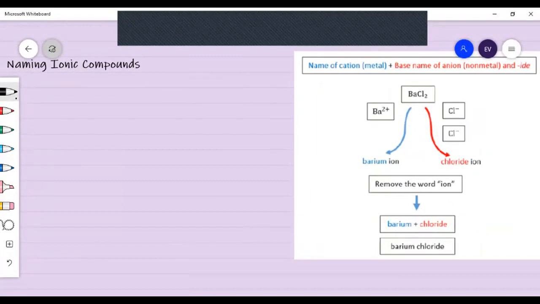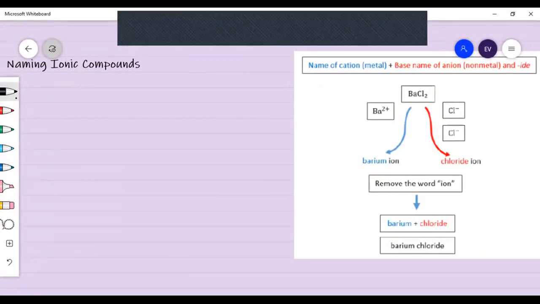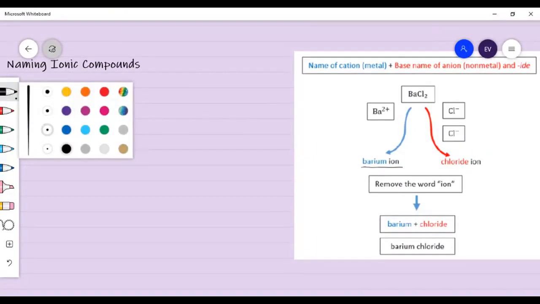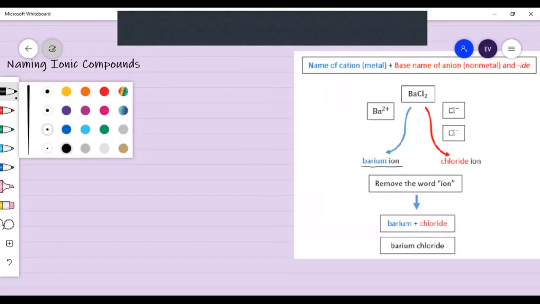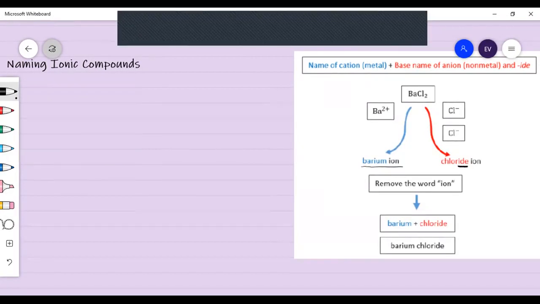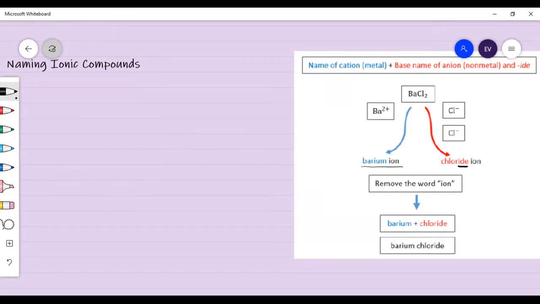So here's what happens. When barium oxidizes, it forms a barium ion. I want you guys to notice that the name of the metal does not change. When the non-metal forms an ion, you form what we call the chloride ion. Pay attention to the suffix. All nonmetals are going to get this IDE ending when they form an ion. To properly name a compound, you take your barium ion and your chloride ion, you remove the word ion, and you end up with barium chloride.